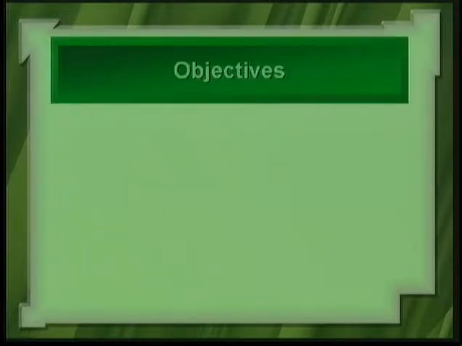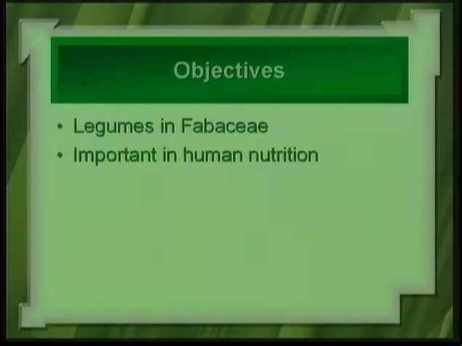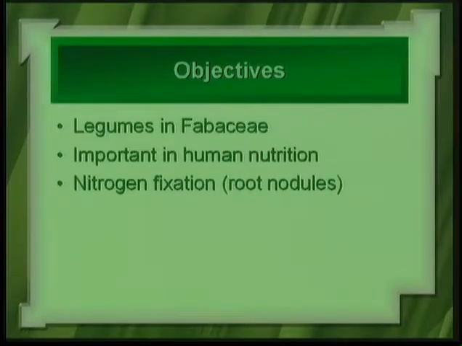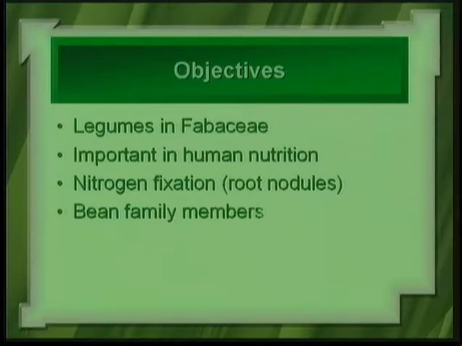All right. So today, our objectives include talking about what family the legumes are in. We're going to talk about how important they have been and may continue to be in human nutrition. Furthermore, we're going to talk about one of the reasons why they are so important in human nutrition: nitrogen fixation, just a little bit, in root nodules. And then we're going to talk about the bean family members. That sounds like a real family, doesn't it? Yeah, somebody named Bean.